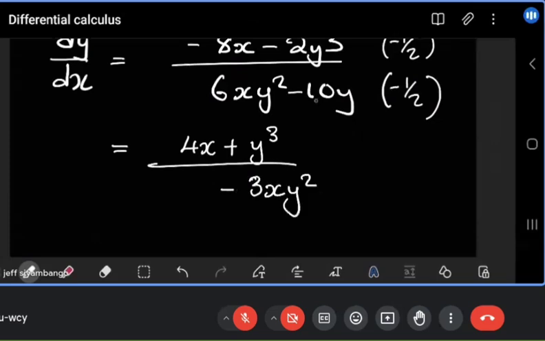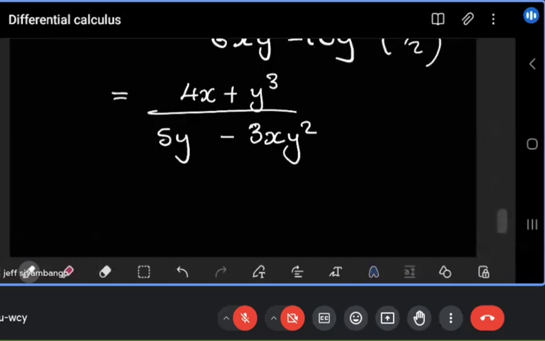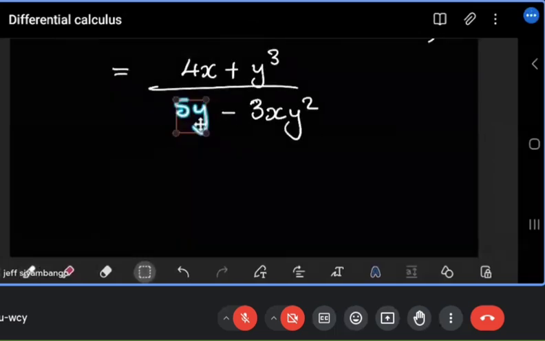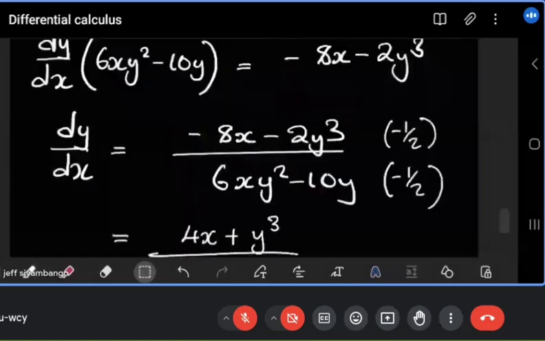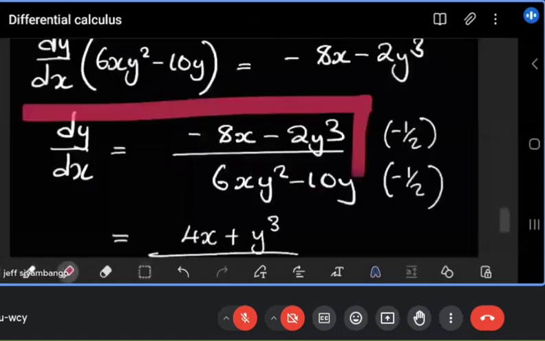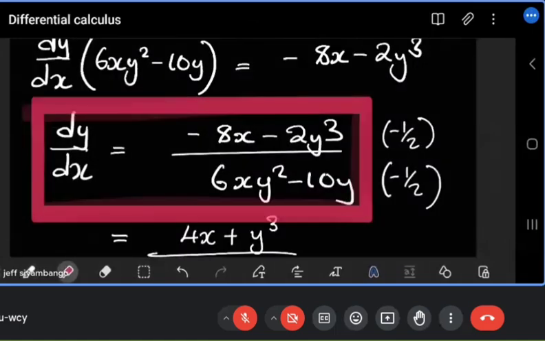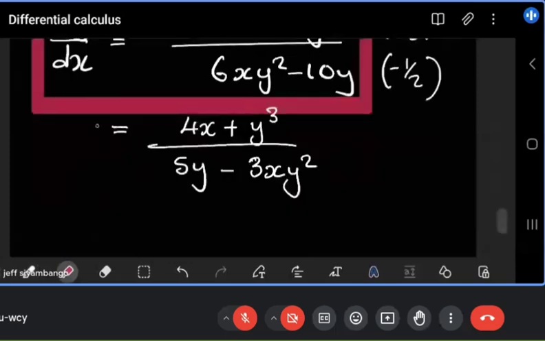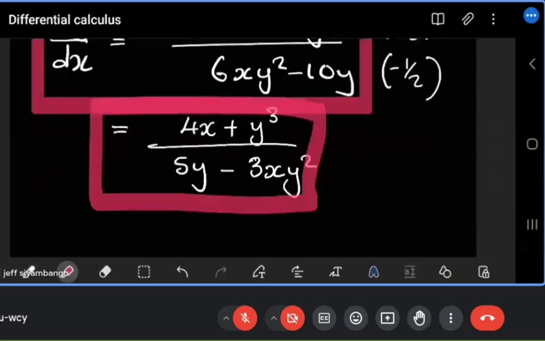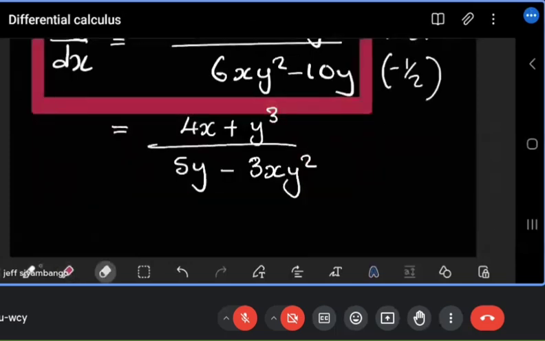When the same thing happens to the 10y, the negative will make it positive, halving it to give a 5, and then this will be y. So this is what we're going to have, and this will be the final expression. You can leave it at this stage. It's okay, but by presentation, this is preferred. Okay, so this becomes the final answer.